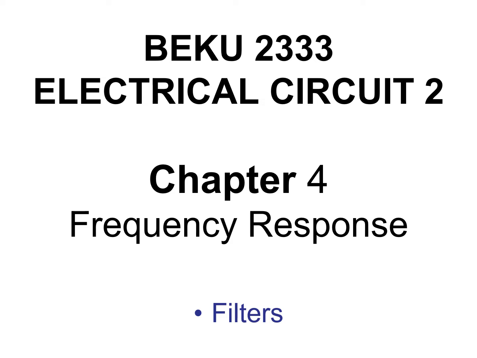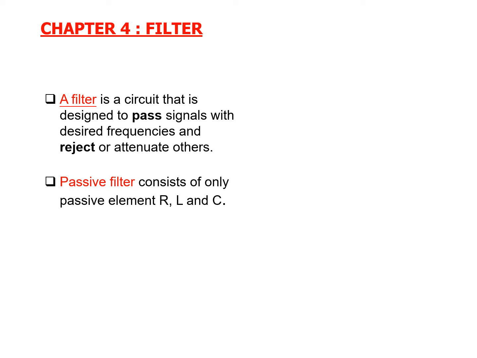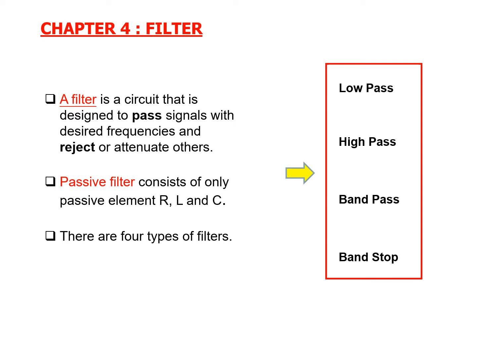BEKU 2333 Electrical Circuit 2, still in the chapter Frequency Response, and today we're going to discuss filters. A filter is a circuit that is designed to pass signals with desired frequencies and reject or attenuate others. Passive filters consist of only passive elements R, L, and C. There are four types of filters, namely low-pass filters, high-pass filters, band-pass filters, and band-stop filters.